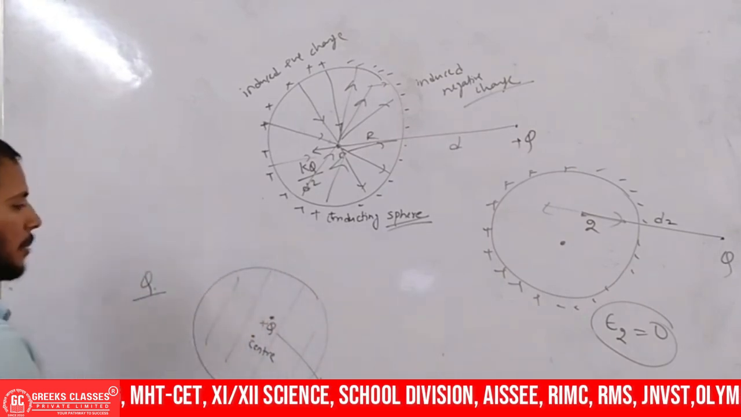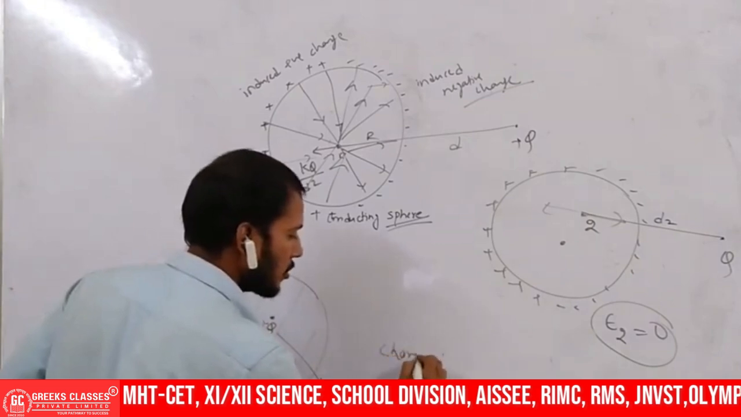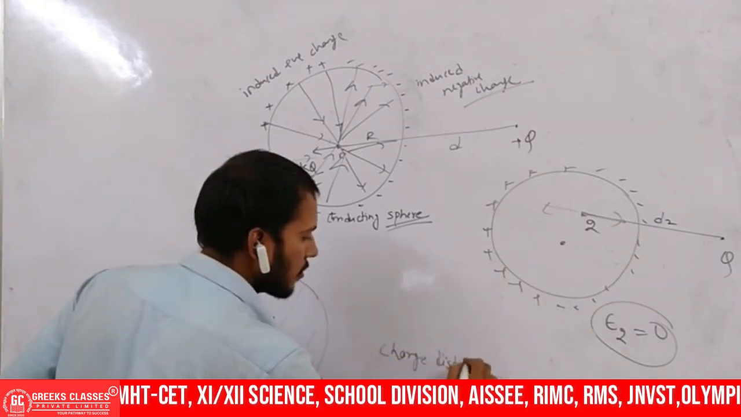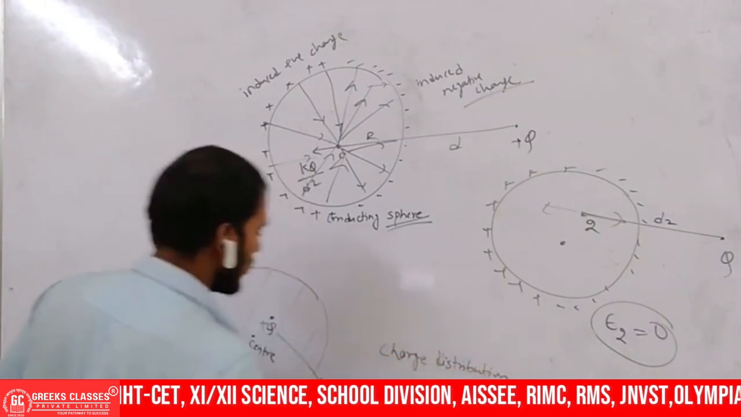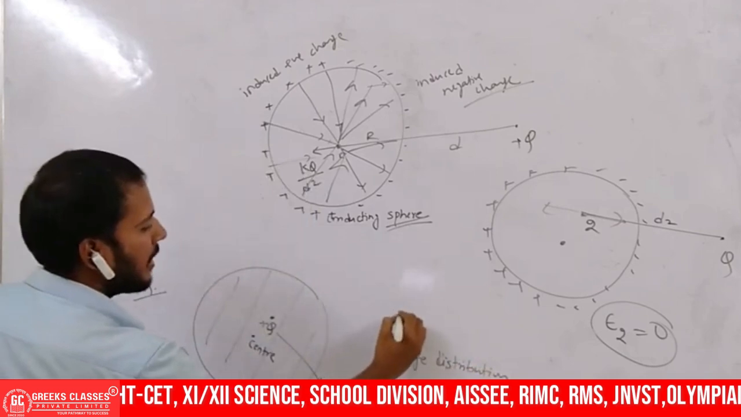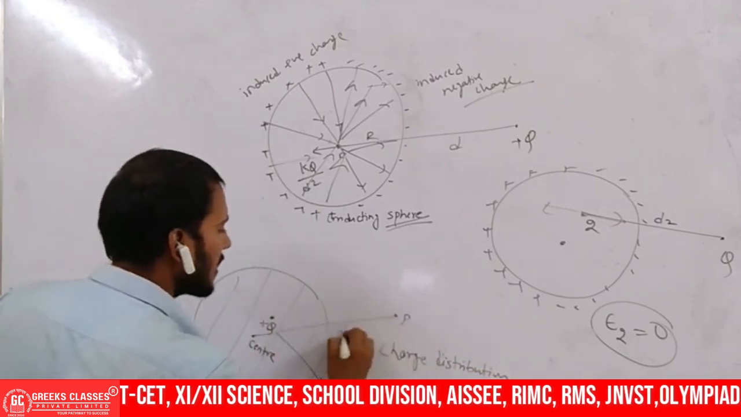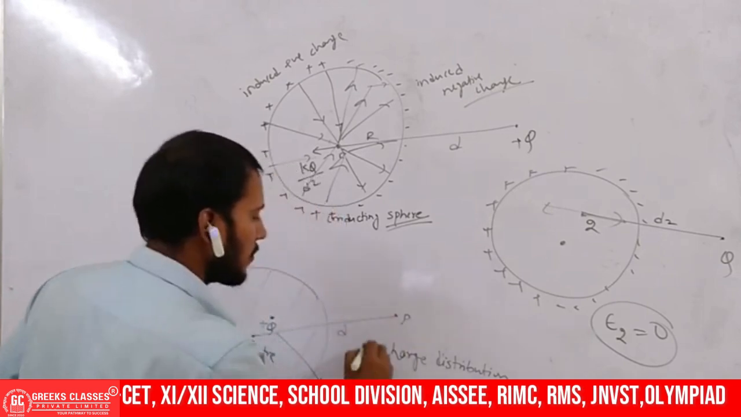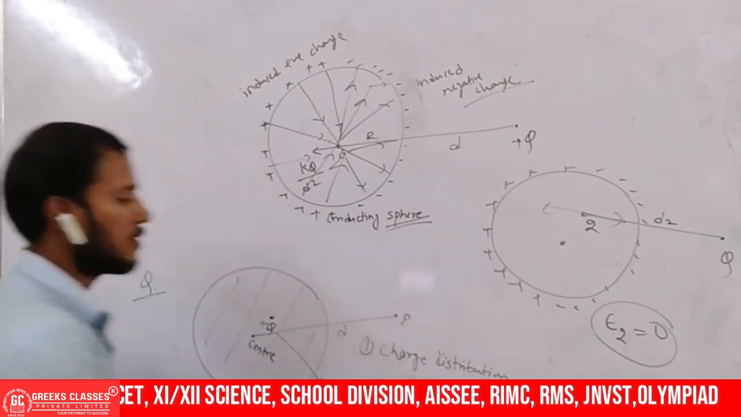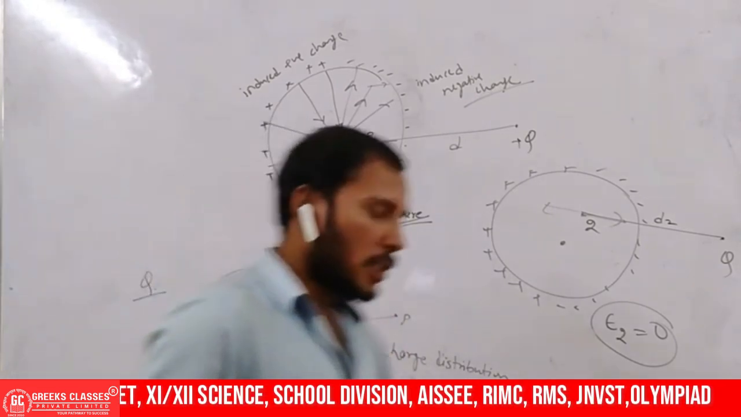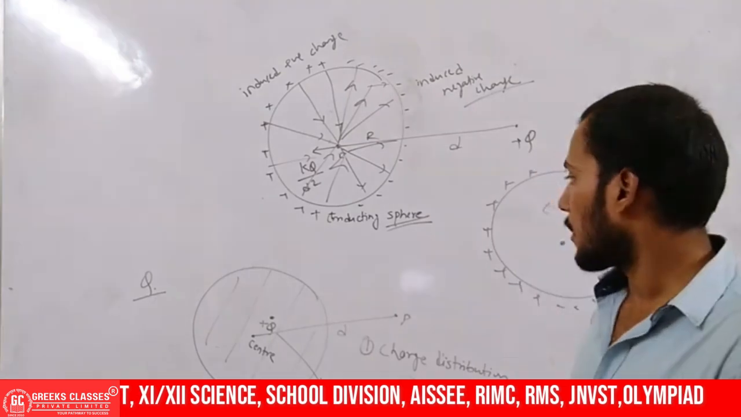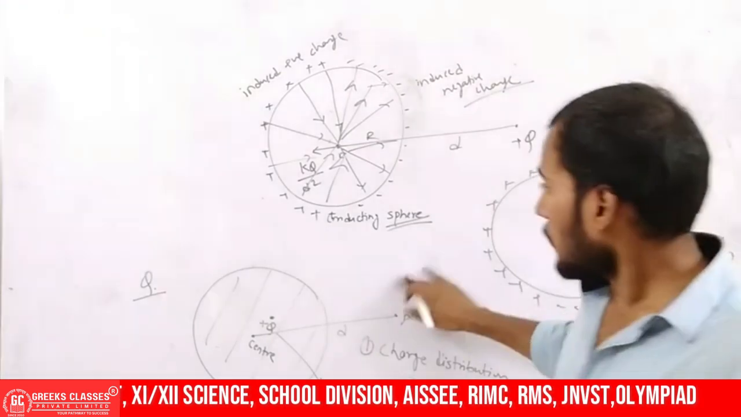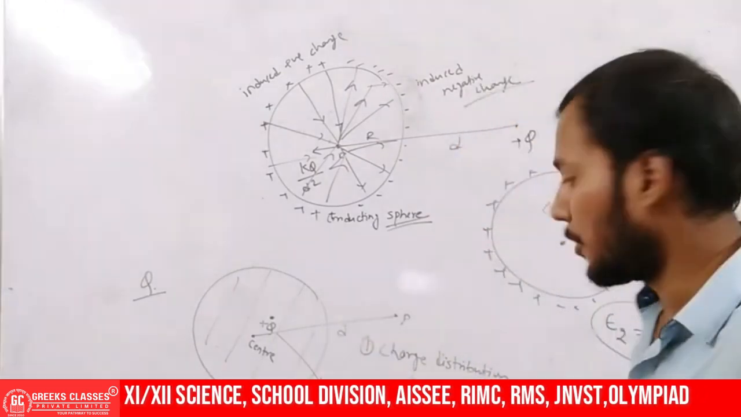First, you have to tell the charge distribution. And there is a point P at distance d from the center. What is the value of the electric field at point P? So the first question is this. The second question is this. Just do it and show me in the next class. Till then, all the best and have a good day. Thank you.